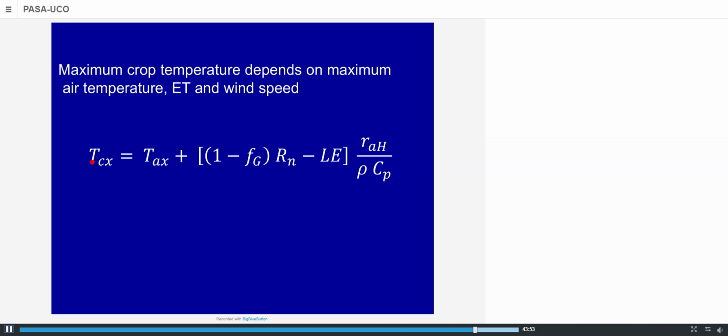Look at this. The difference between the crop and the air temperature is proportional to radiation. So the more radiation, the warmer the crop will be as compared to the air. And it is inversely proportional to evapotranspiration. The higher the evapotranspiration, the lower the difference between the crop and the air. So we can even have the crop being cooler than the air if the evapotranspiration is high. On the other hand, if we have water stress and evapotranspiration is small, then the crop temperature will be higher.